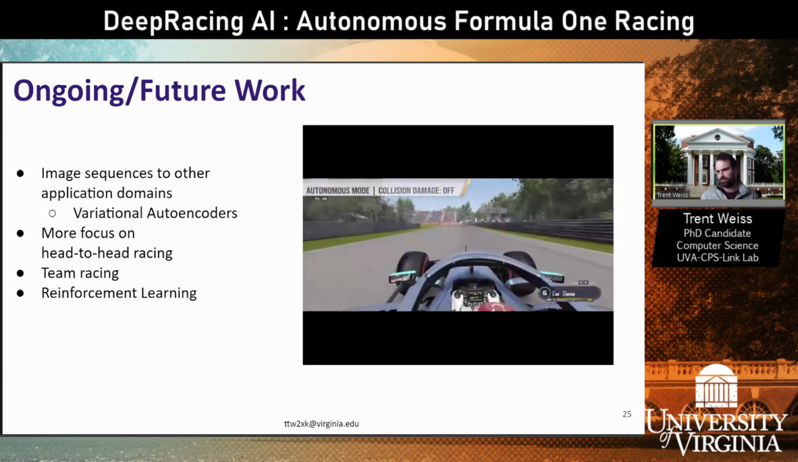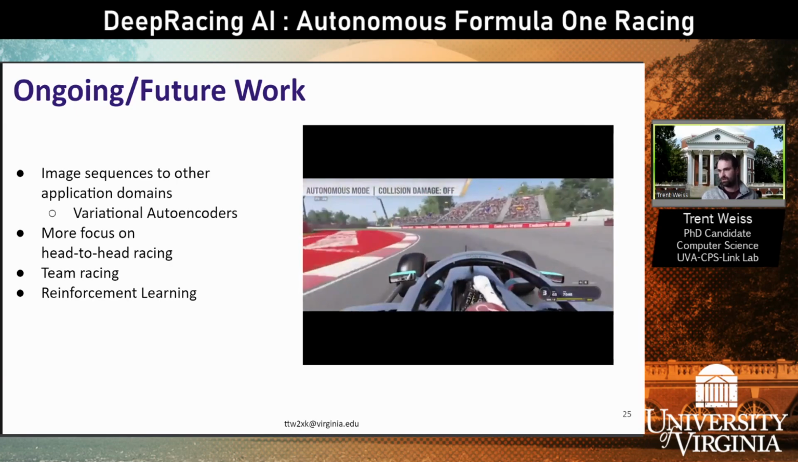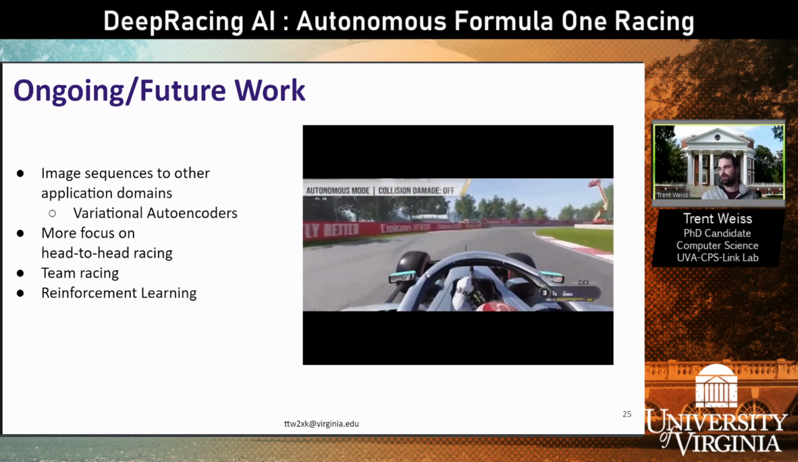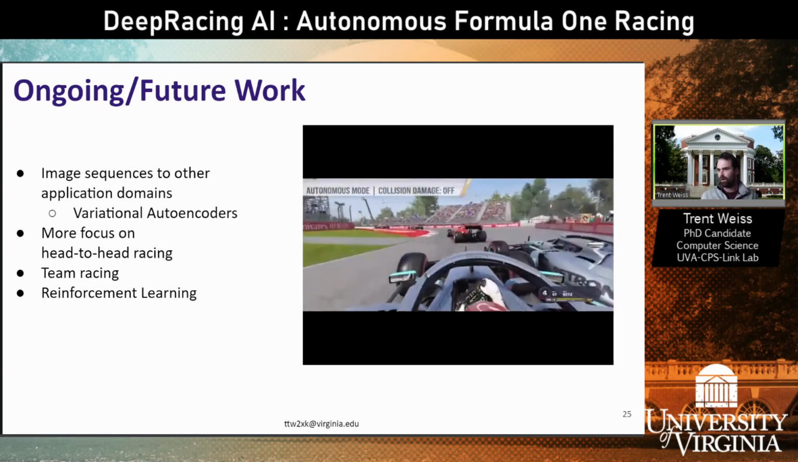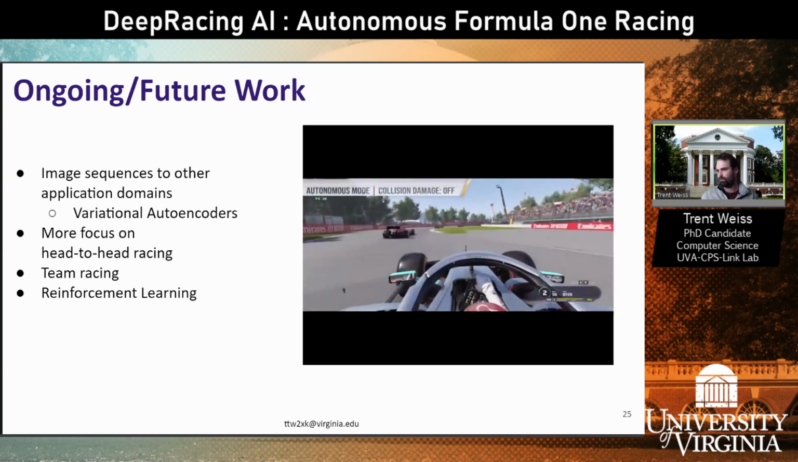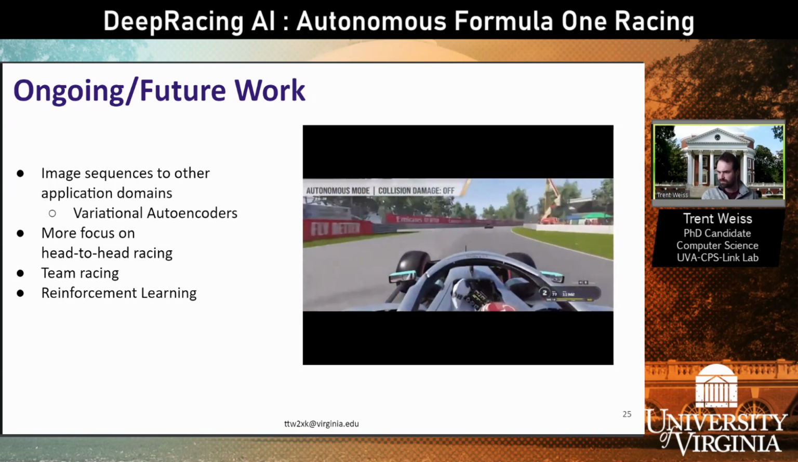Additionally, we want to look at team racing approaches as well as reinforcement learning. We're still purely in feed-forward style networks. Can RL-based methods outperform what we've discussed so far?